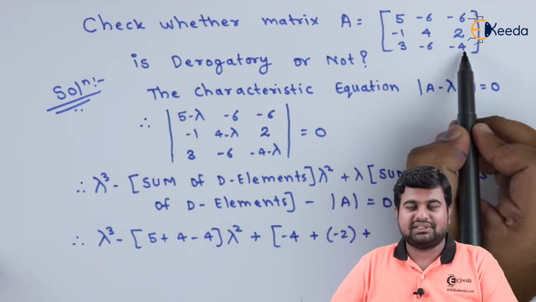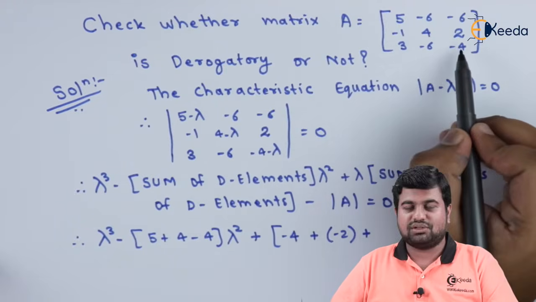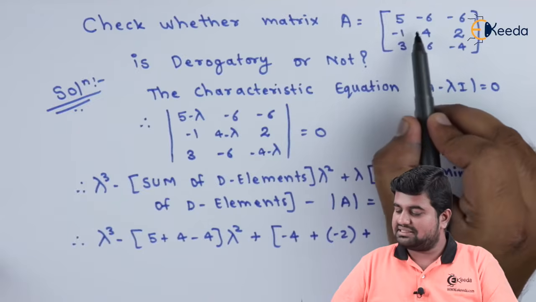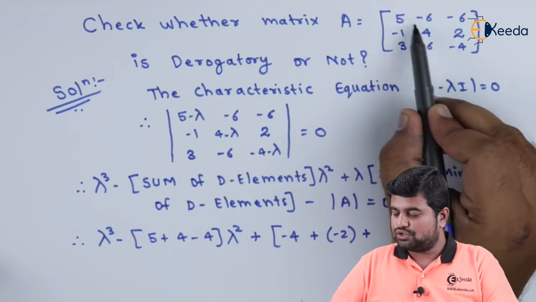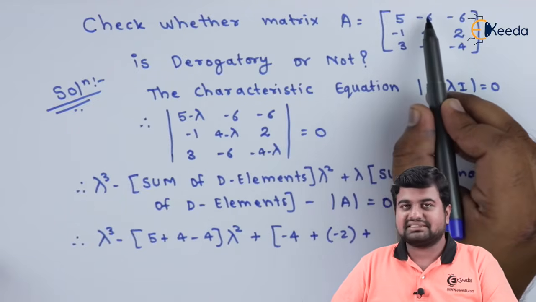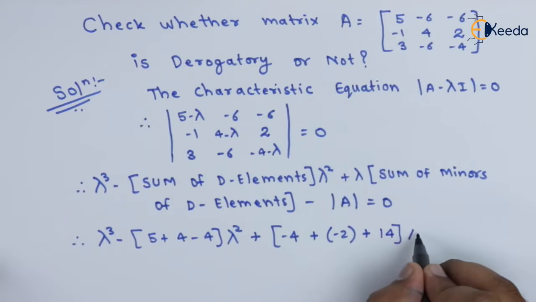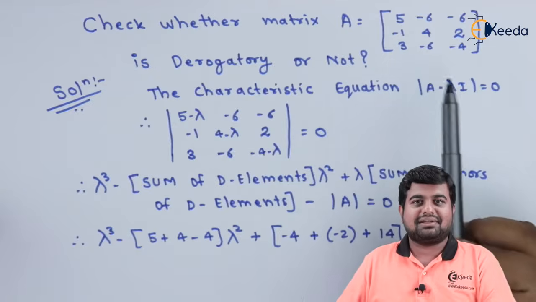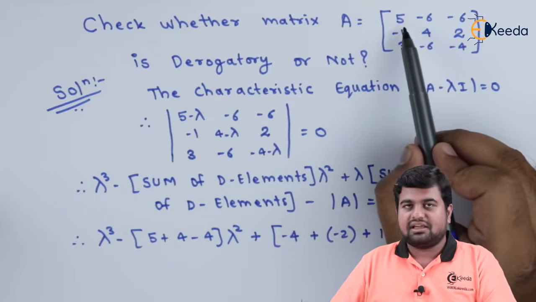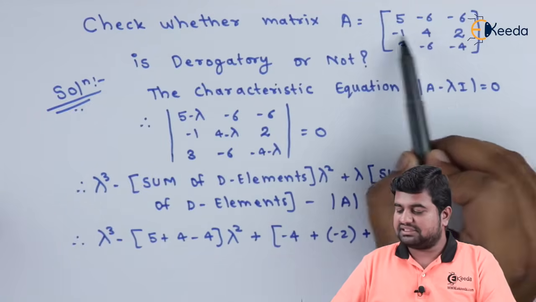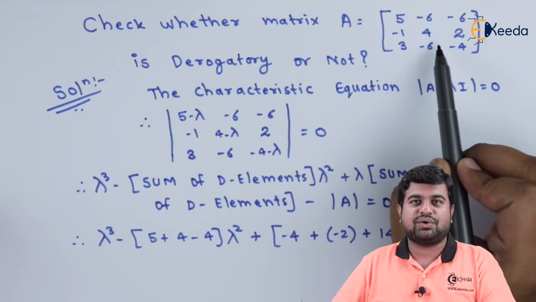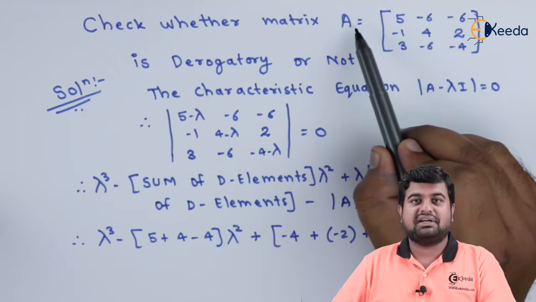Let's come to the third diagonal element. Leave this row and this column. I'm left with 5, minus 6, minus 1 and 4. So 5 4s are 20, minus 6, which is plus 14. And the determinant of the matrix A: if you put all these values, 5, minus 6, minus 6, in the calculator, you are going to get the value of the determinant equal to 4.